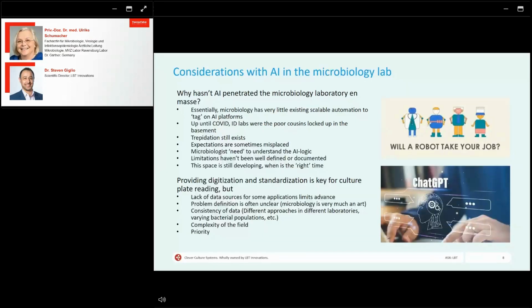So what do we need to consider when we're looking at any AI system to implement into the microlab? And we kind of need to ask ourselves, well, why hasn't this really penetrated in earnest? When you look at ChatGPT, I think they had maybe several hundreds of millions of users in several months. Why hasn't that happened in the lab? There's essentially no scalable automation in labs that you can tag onto. You can't just use your existing infrastructure and put a camera in an incubator or on a microscope to now have an AI capability.